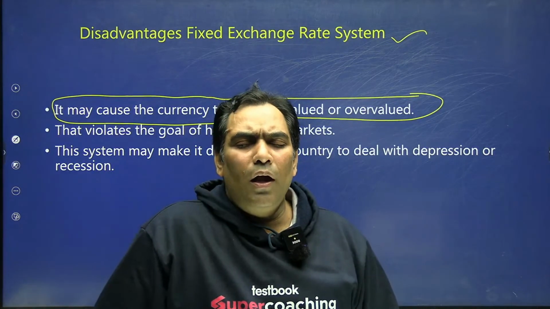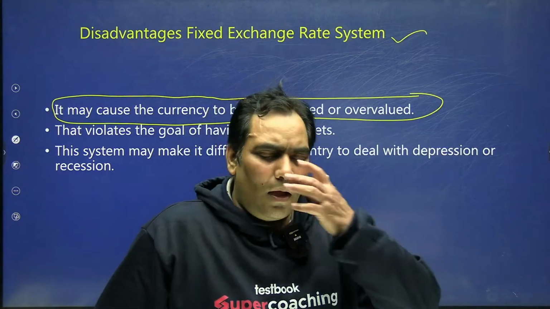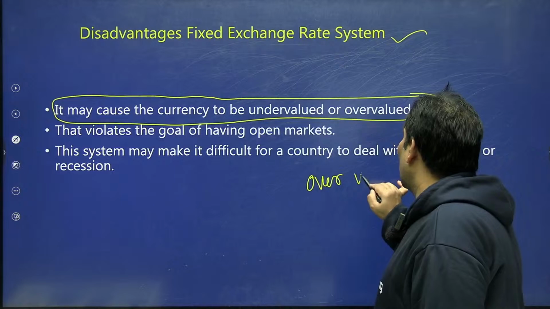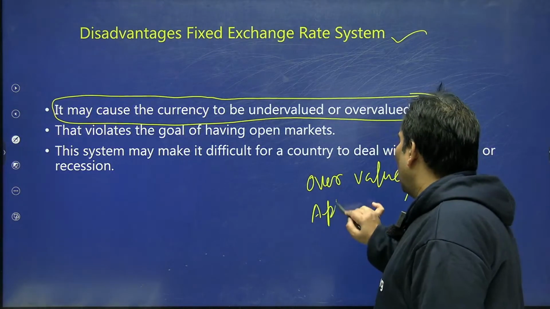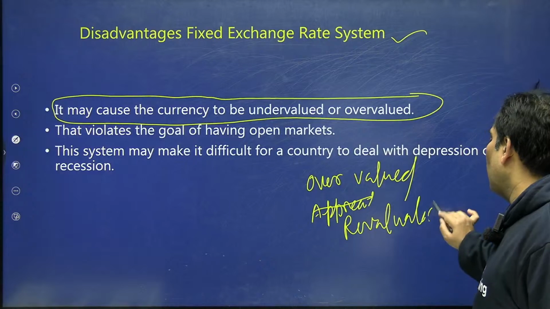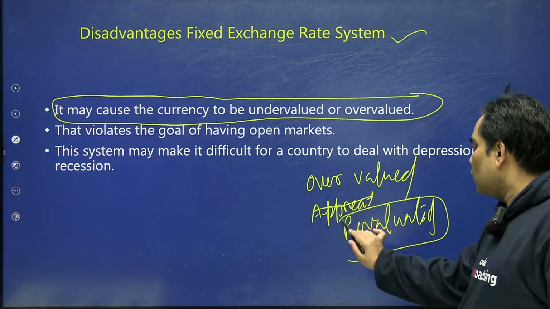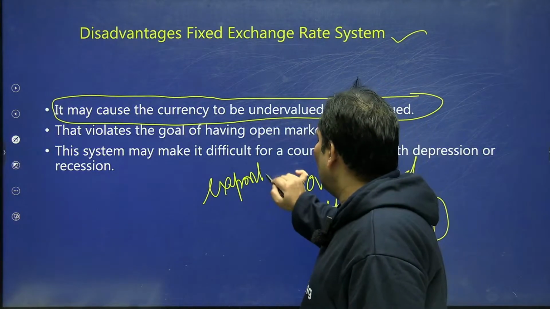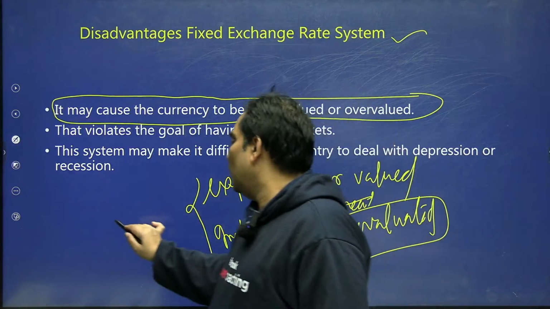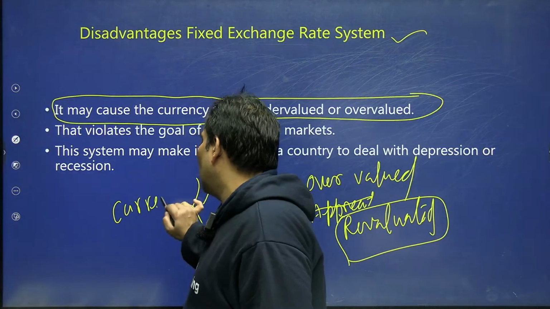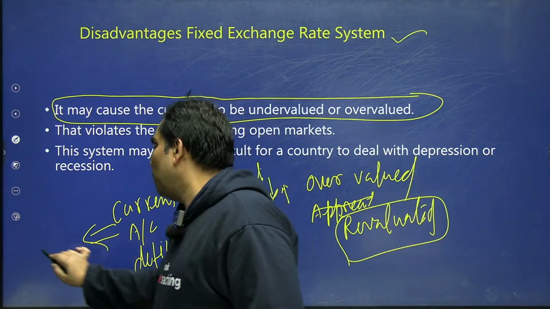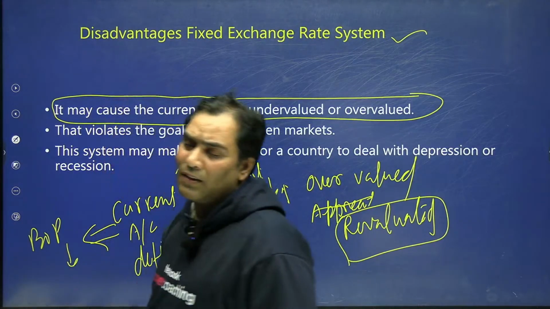If it is overvalued, it will destabilize our BOP. If it is overvalued, our value is appreciated. The value of domestic currency is not appreciated, rather revalued. So our exports will be demotivated and imports will be motivated. That will increase the current account deficit, as we discussed. That will further widen the deficit and worsen our BOP situation.